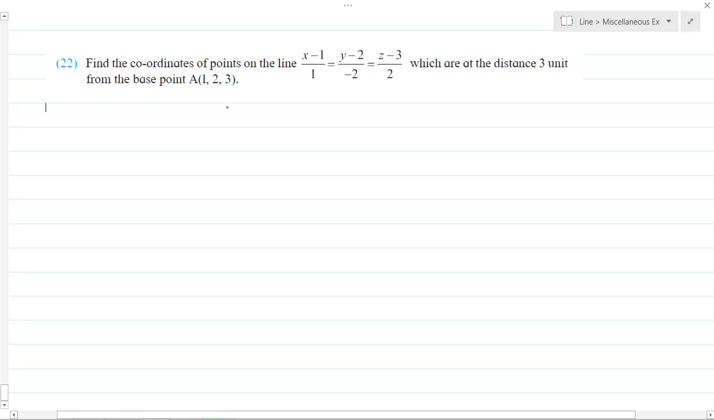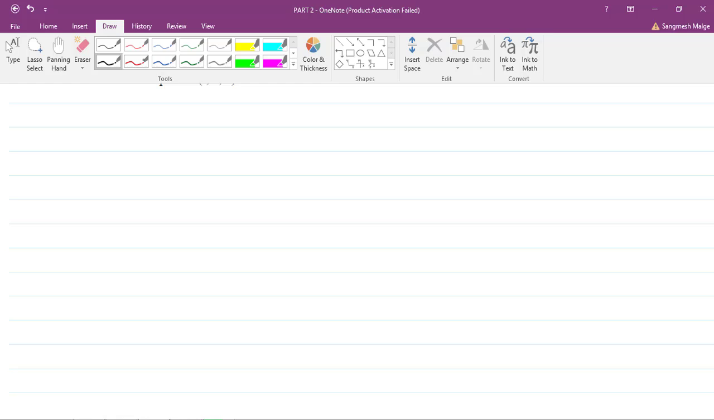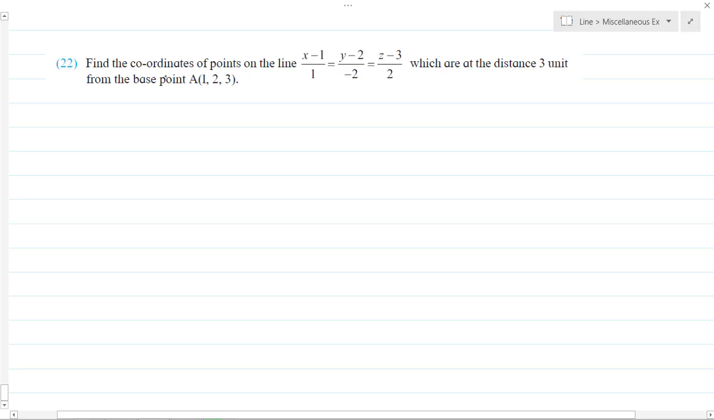Okay, so this type of question we have also solved. Let me change the color to red. Find the coordinates of the point. I want to find the coordinate of a point on the line, which is at a distance of 3 units from the point A (1, 2, 3).